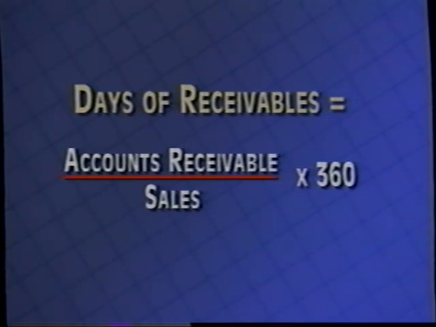Now notice what we've really done. What we've said is that if we take accounts receivable and divide it by sales, that's the proportion of this year's sales that have not yet been collected, the percentage that are still in the books uncollected at the end of the year. And that percentage of 360 is the number of days of receivables that are on the books.